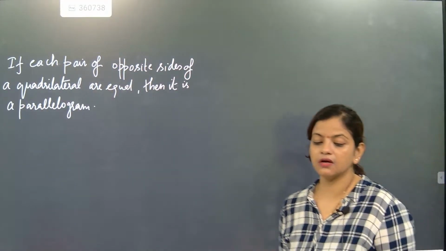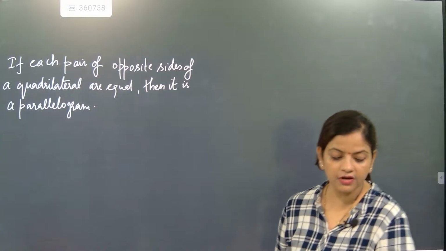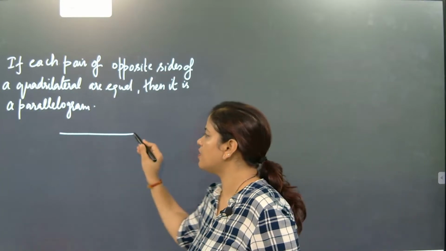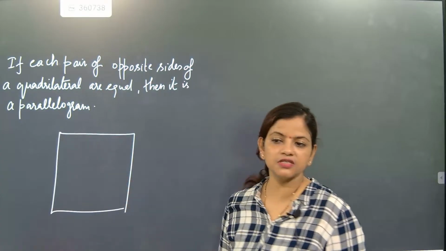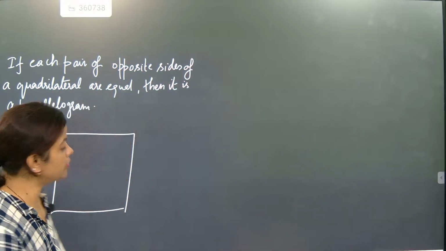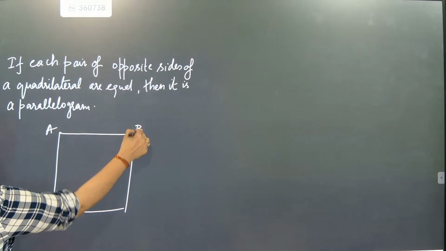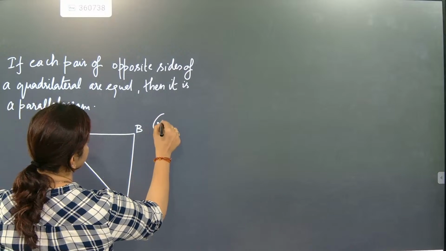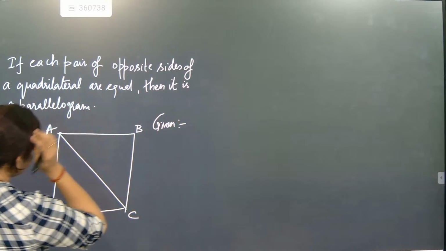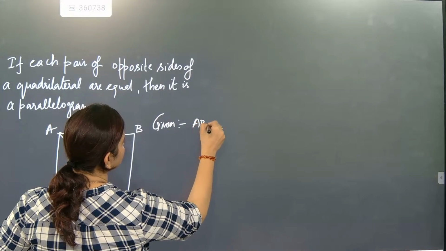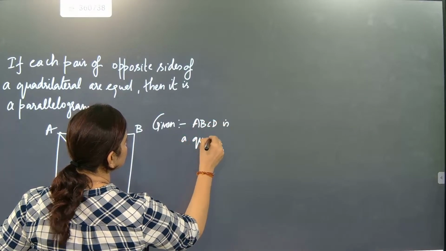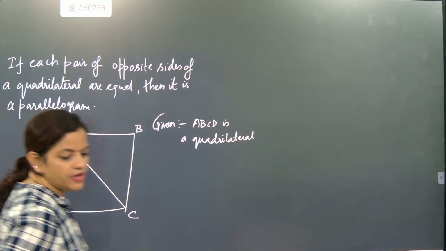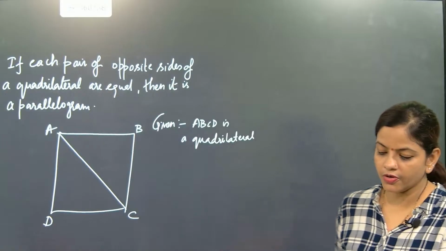Okay, so first we are going to draw a quadrilateral, where each pair of opposite sides is equal. Just imagine it is a quadrilateral. What is given, we are going to understand. So A, B, C, D, this is that side. So what we are going to write: given ABCD is a quadrilateral. Come on, go for it.